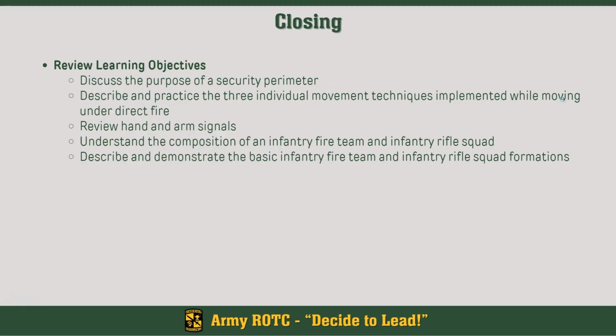Now, that was quite a bit of information, but hopefully it does prepare you or make you feel a little bit more comfortable with going out and understanding what you're walking into. So now I hope you're able to discuss and understand the purpose of security perimeters and all-around security itself, as well as describe the 3 individual movement techniques that are implemented while we're moving under direct fire, understand those hand and arm signals, as well as the composition of the fire team and the rifle squad. And then now hopefully you know just a little bit more about the fire team and rifle squad formations, what they're used for, and when we use them and how we move in and out of them.